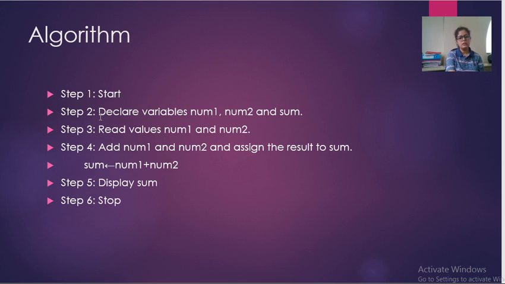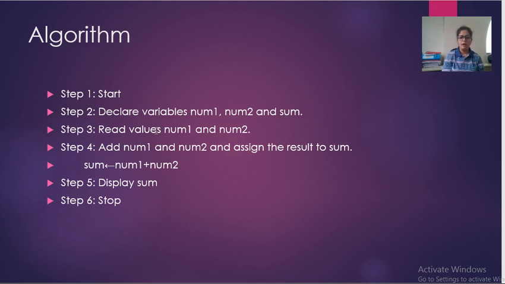So step number 2 is declare variables number1, number2 and sum. I have declared a total of 3 variables, num1, num2 and sum. You can also declare them as a, b and c. It is your choice. Step number 3 is read values of number 1 and number 2. Read values means you have to read the values of variable number 1 and number 2. These are just variables. A variable is an alphabet or name that we have given to a variable.